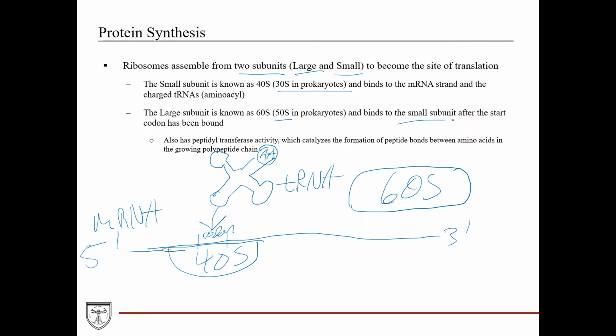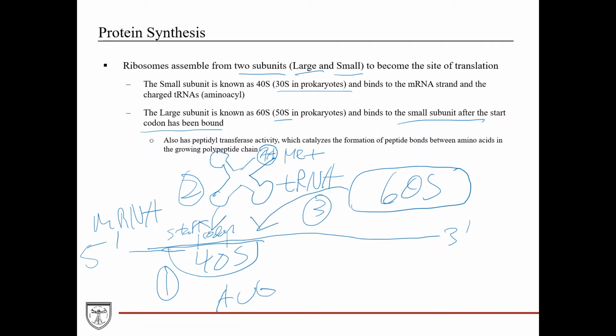This will bind to the small subunit after the start codon has been bound. So after this tRNA carrying methionine has bound to the start codon, so first, the 40S, the small subunit, binds to the mRNA. Then the tRNA carrying methionine comes in and binds to the start codon, which is AUG. Then lastly, third, the large subunit will come in and bind to this complex.